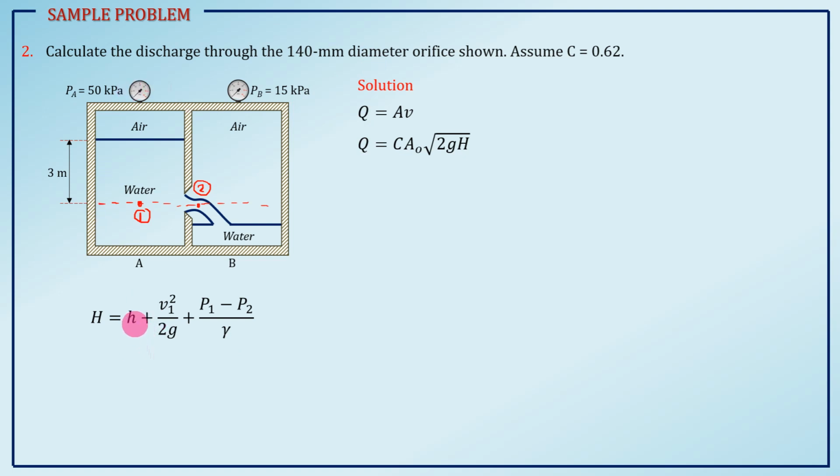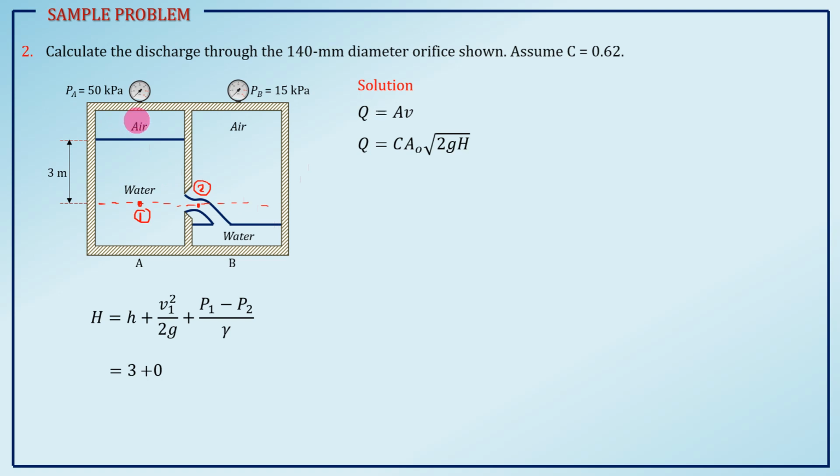So, H is the head of the liquid hanggang sa orifice. So, that is given in this figure na 3 meters. Ayan. Lagyan natin ng value, 3 meters. Velocity at point A. So, this is a tank, no? So, velocity there is almost approaching 0. So, velocity there is 0. Ayan. So, wala yan sa equation natin. Then, closed tank naman to.